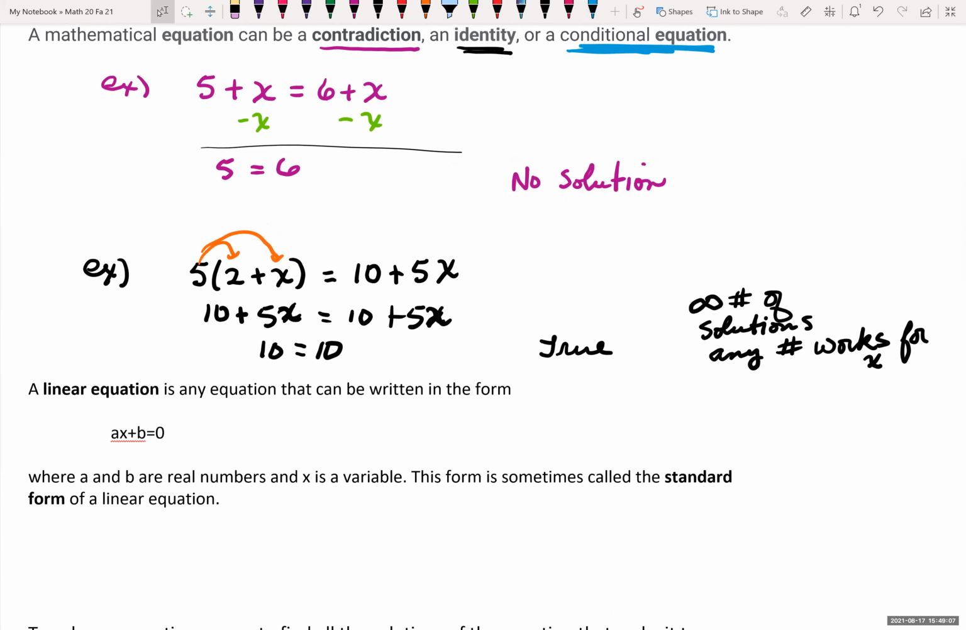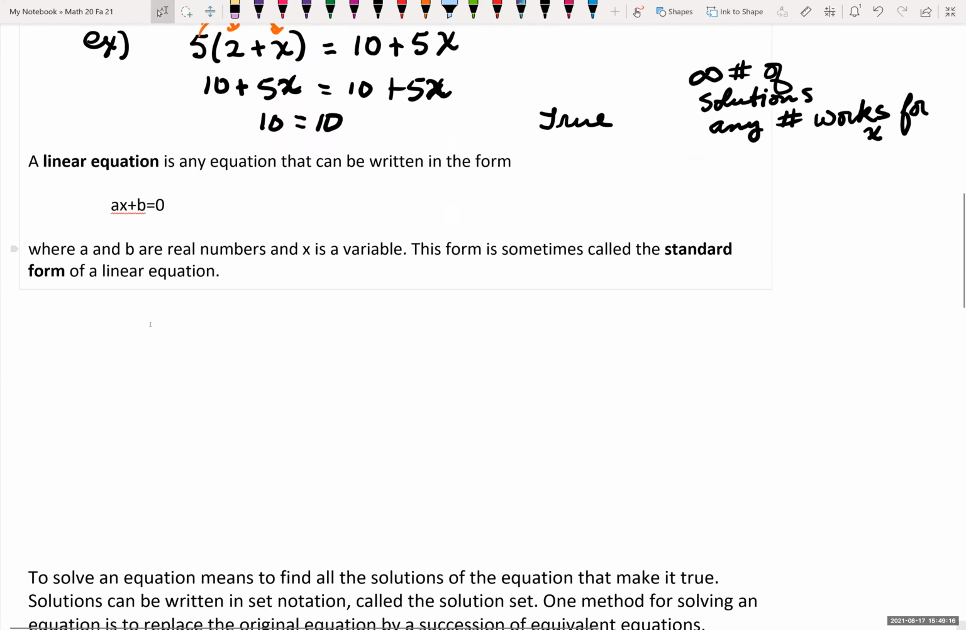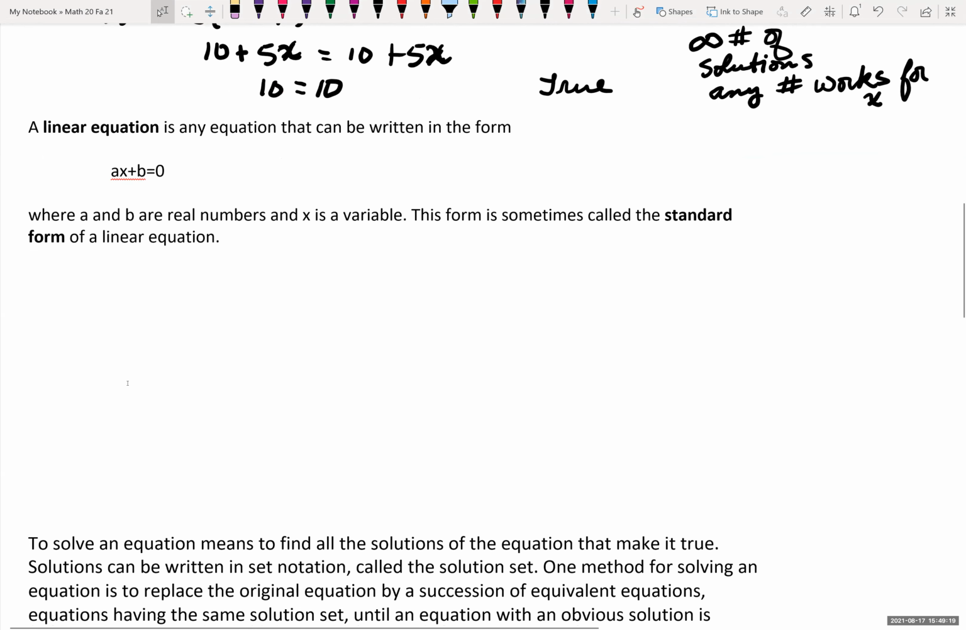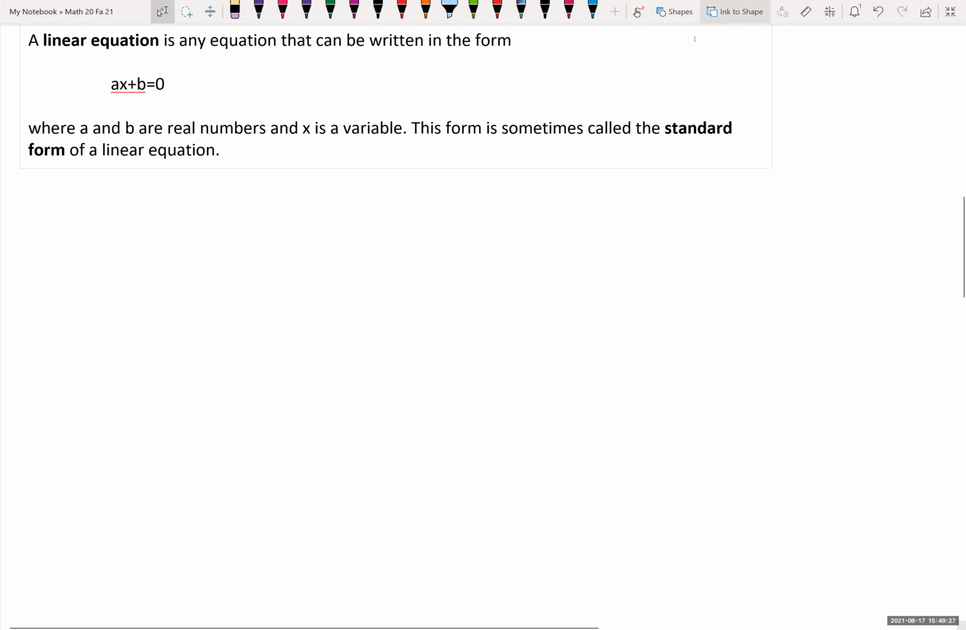So we'll be working with linear equations. Linear equations can be written in the form ax plus b equals 0. In this case, we're saying that this variable a is representing a real number. We're saying that b is also a real number, and that x, in this case, is the variable. So this is sometimes called the standard form of a linear equation.